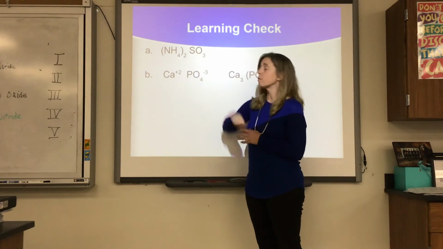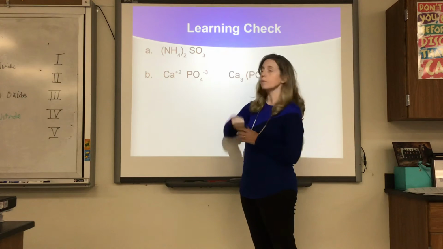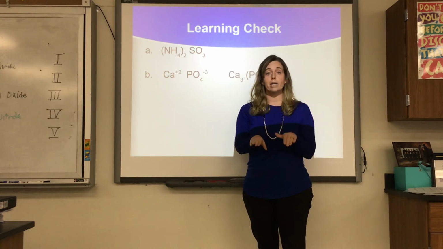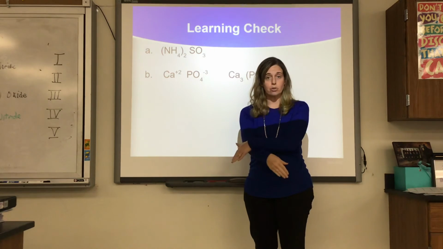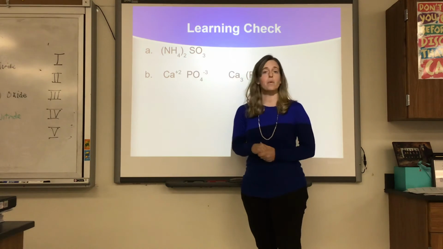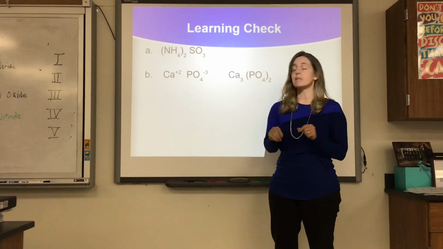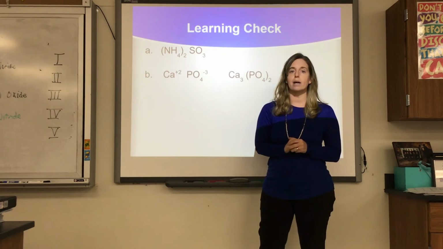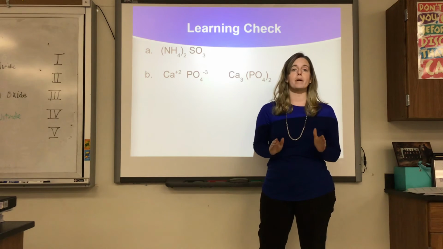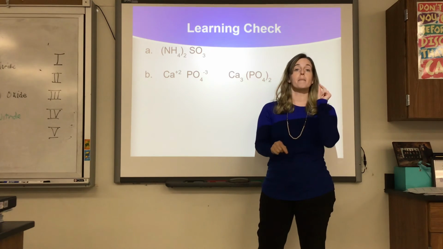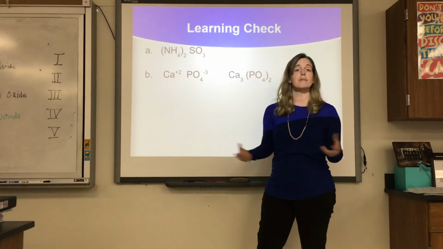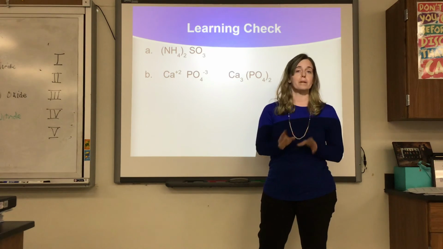Okay, so NH4 was a +1 and SO3 was a -2. +1, -2 do not cancel. You drop your charge, crisscross the numbers, so the NH4 gets a 2. Now notice, I put the NH4 in parentheses because it's still a polyatomic ion. Remember, when you have a polyatomic ion, you have to put it in parentheses before putting the subscript. And then you write the SO3. If you wanted to leave the SO3 in parentheses, completely okay.